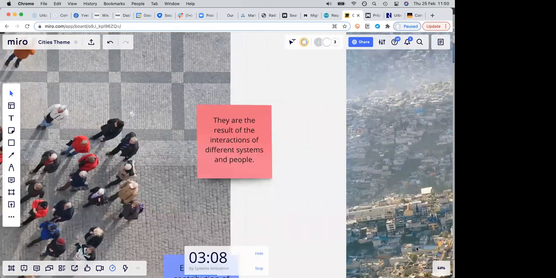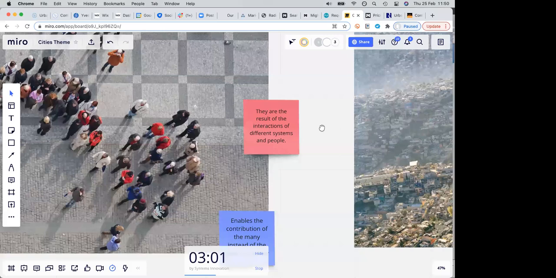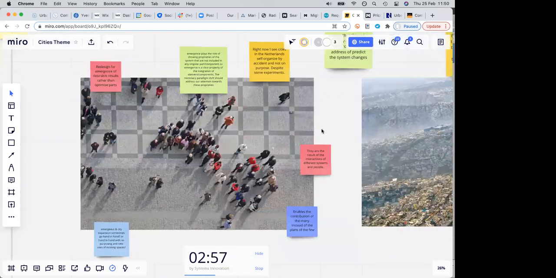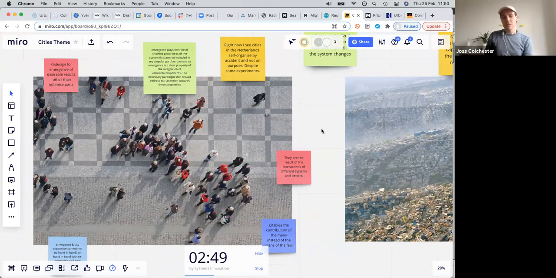The city gets to a level of complexity, to a pattern of organization that comes again from the bottom up, and from the interactions between people and between the different systems within a city. The results of the interactions of different systems and people, and how those interact in sometimes unexpected ways.